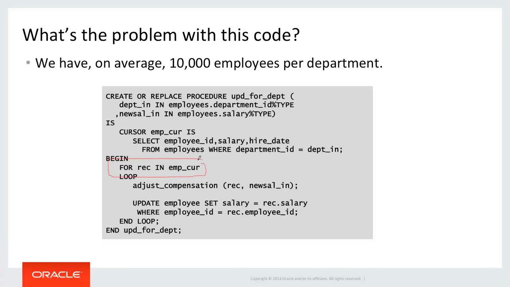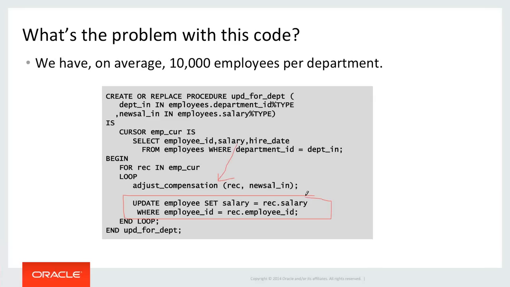I just tell it, hey, all the rows identified by this cursor, I want to do this stuff to them. And what am I going to do? I'm going to run some sort of procedure, adjust compensation, that probably adjusts the compensation value so everybody's getting this new salary. Maybe some people can't get that salary, maybe it has to be raised or lowered, some sort of complex computation. And then once that step is done, I'm going to update that person's salary. So it's a very nice, concise program that does an awful lot for us.